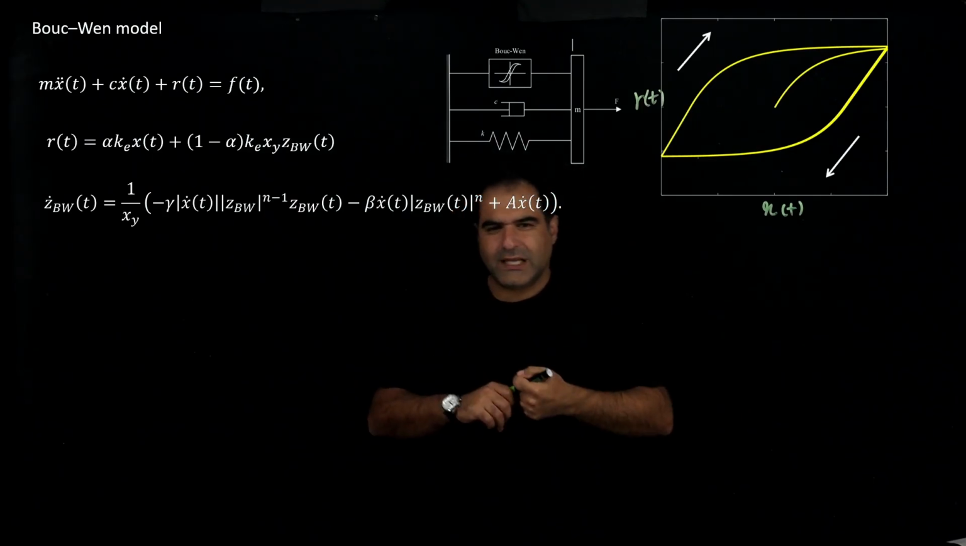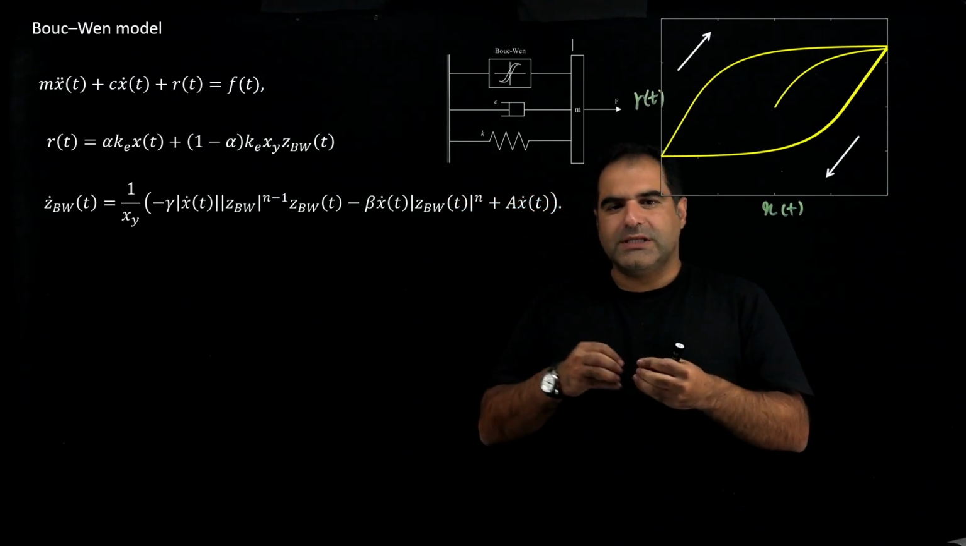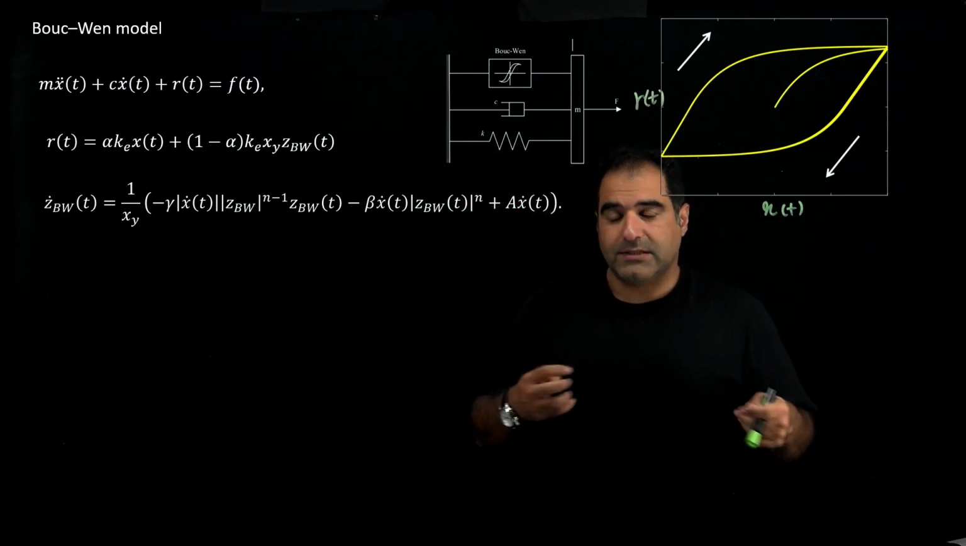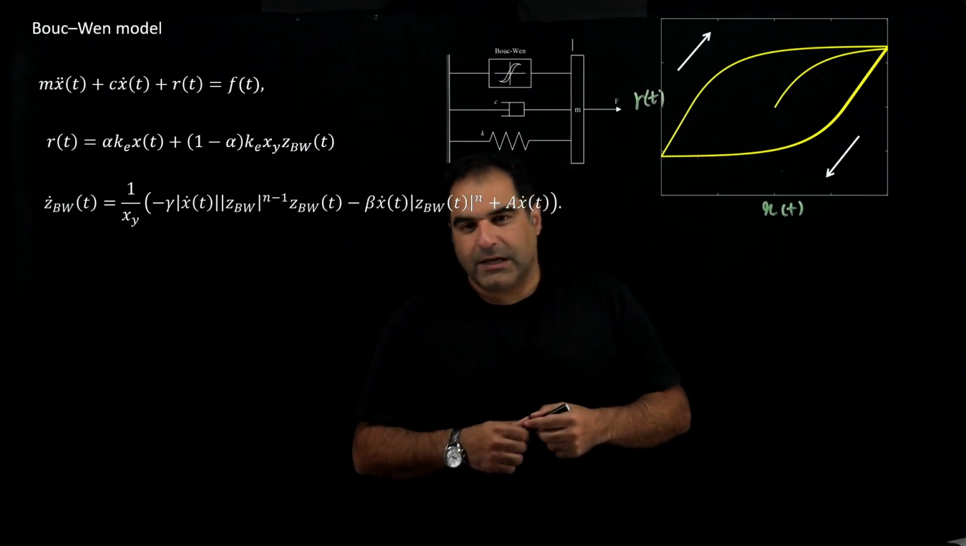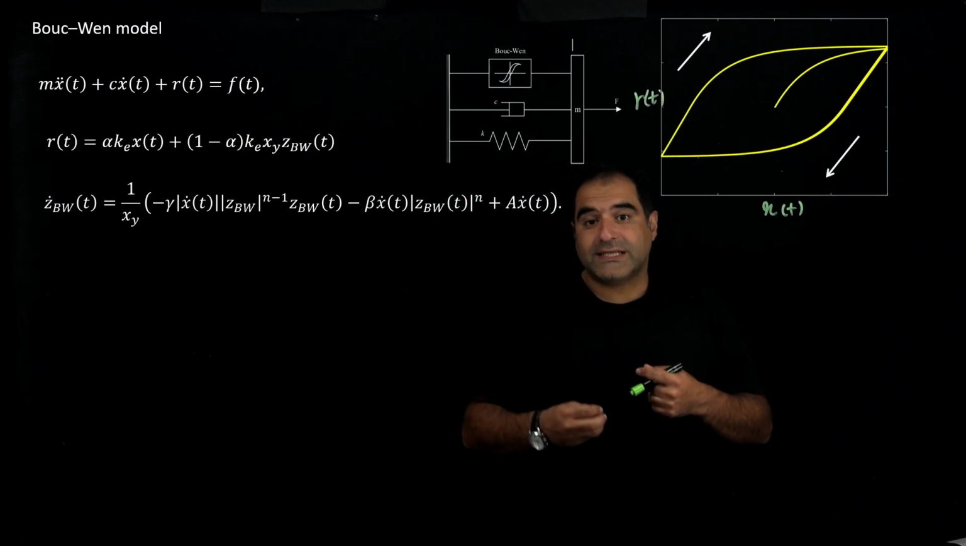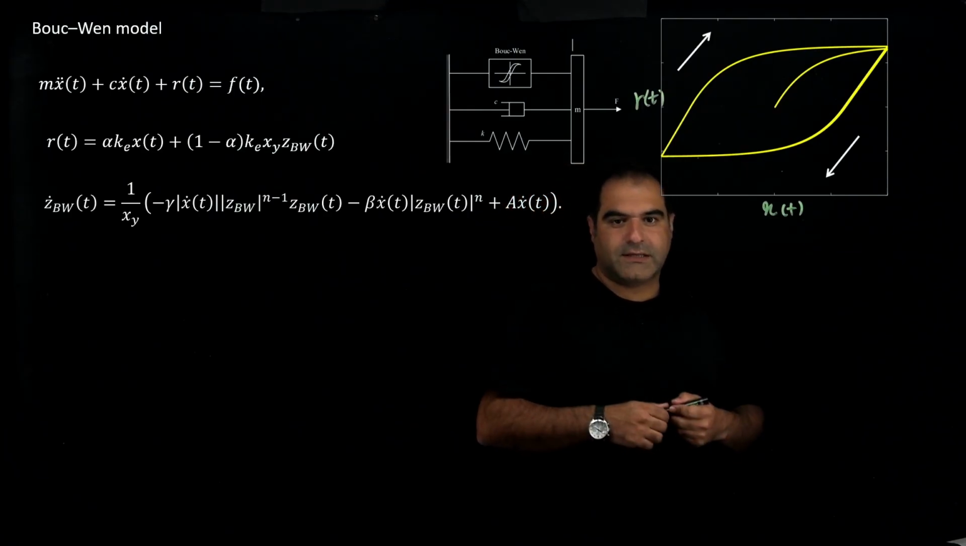I don't want to go into the detail of this Bouc-Wen model. This is out of scope. I just chose this system because it's highly nonlinear and it's not easy to calculate the derivative and write it in a matrix form. I want to see how we can use the unscented Kalman filter to estimate the states and parameters of this system.